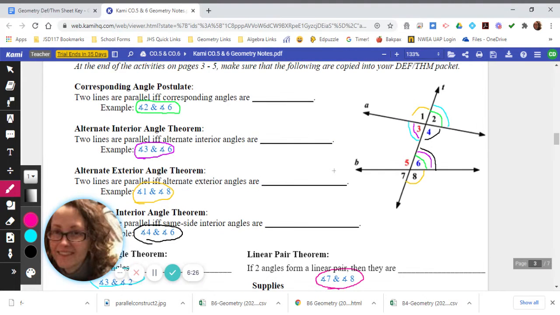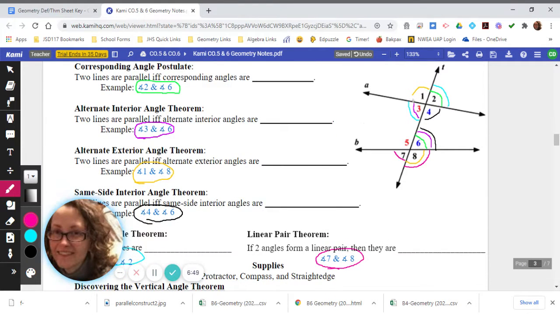Saving the best for last. So 7 and 8 are going to be a linear pair because they form a line. If I look at this line right here, that 7 and 8 are forming. So that is, in a nutshell, all of the angles that are created by this one transversal that is going through or cutting through these two lines.